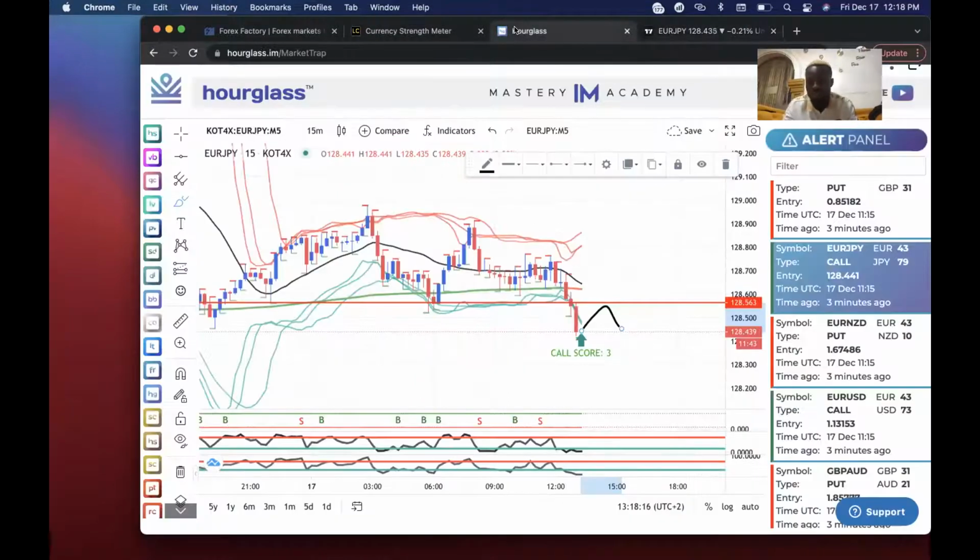the strategy, which is the double blessing strategy, which is stochastic on the red, RSI on the red, a red arrow pointing down. If you happen to have it on timing, that's going to be amazing.